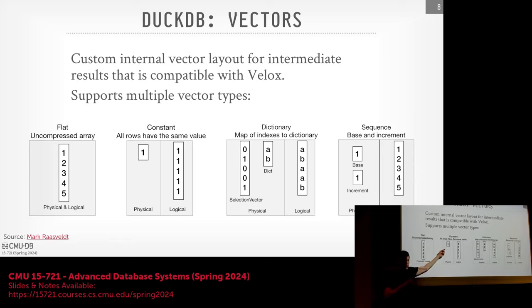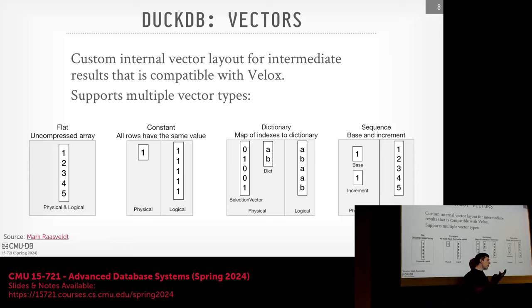But if they recognize that the vector you're passing along only has one value, then rather than passing along that repeated value over and over again, they can have what's called a constant vector. It's just a single value that says this entire vector has 1,000 tuples, and they all have one single value. They have a dictionary vector like we talked about before. The selection vector just says what offset in the dictionary corresponds to the data you're looking for. And they have what they call a sequence vector, which is a special case of delta encoding, where you have the starting value as the base, and then for every value that comes after that, you increment by this amount.